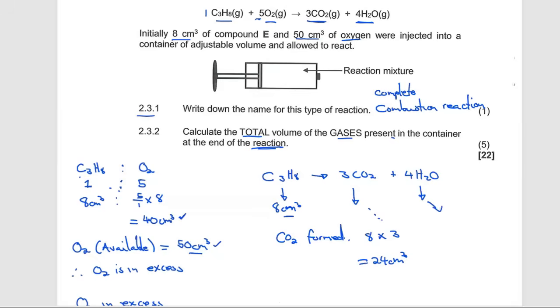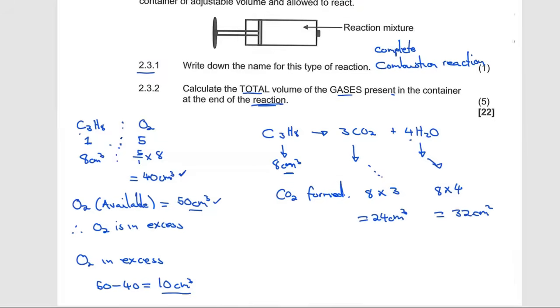Then I'll do the same for H2O there. So how much do I have there already for C3H8? I'm having 8, then multiplied by how much of this is equivalent to 4, right? So if I do the math again, I'm going to get a value of 32 cubic centimeters. So it's going to be 32 cubic centimeters, right?